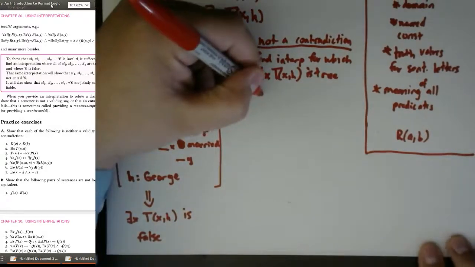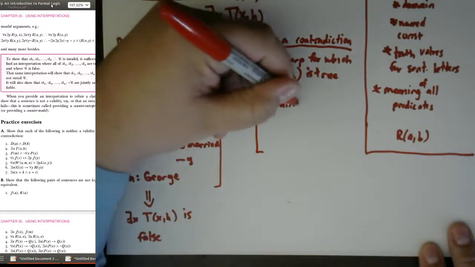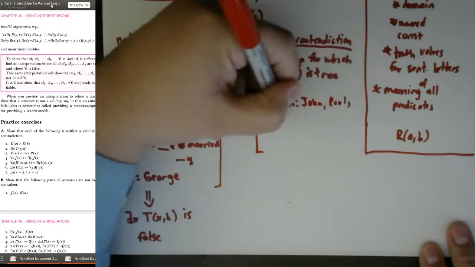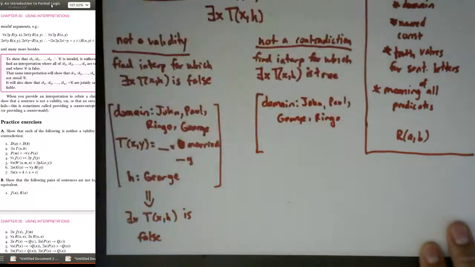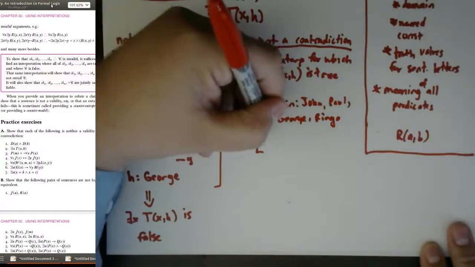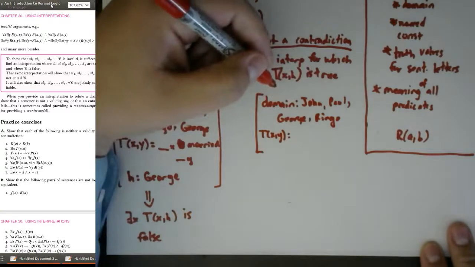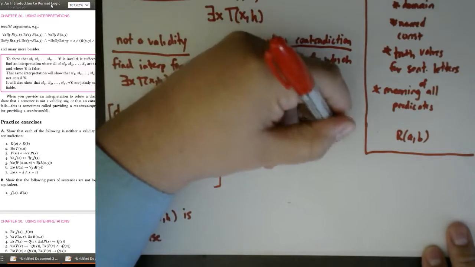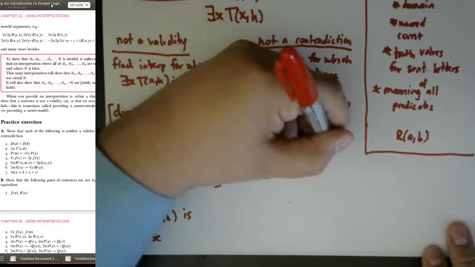Okay, so now we want to find an interpretation in which this formula of first order logic is true. So again, we have lots of options. Maybe we just pick the same domain. John, Paul, George, and Ringo. And let's let T x y be x was in a band with y.